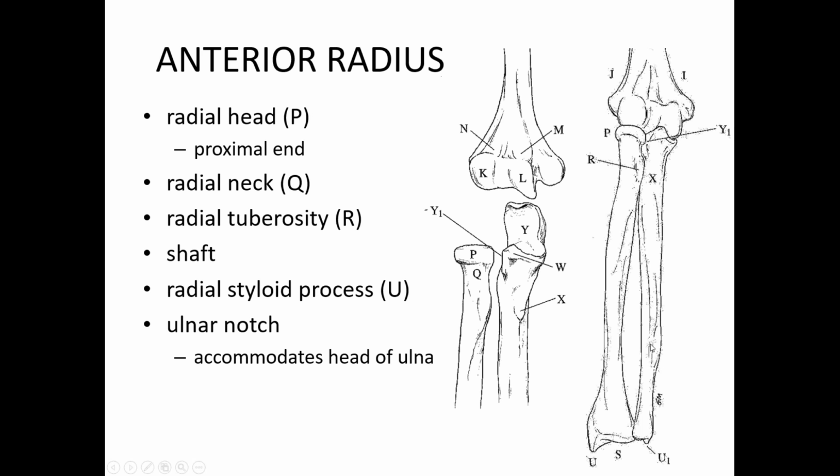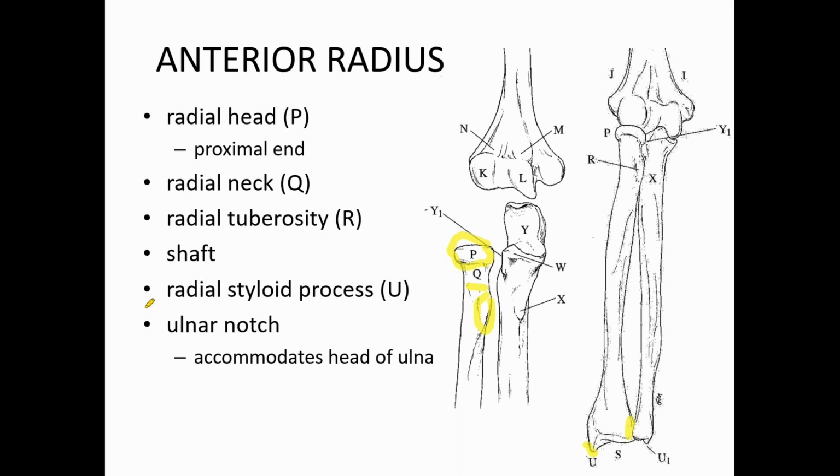And now we got the radius. So the head of the radius is proximal, and then it's got a neck. It has a tuberosity as well, a shaft. Of course, they both have shafts. They're long bones, so they have shafts. And then at the bottom, we have the styloid process and also the ulnar notch, which you can't see here, but I'm going to shade it in.